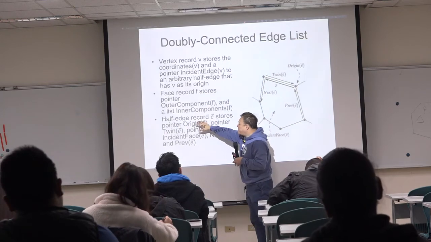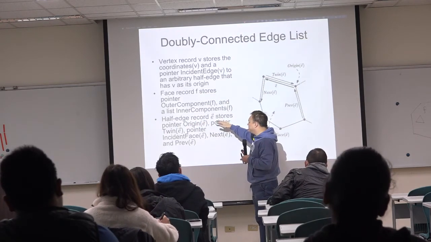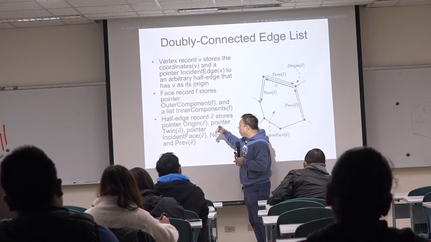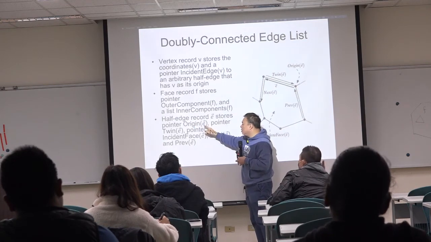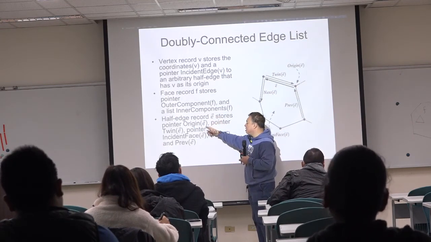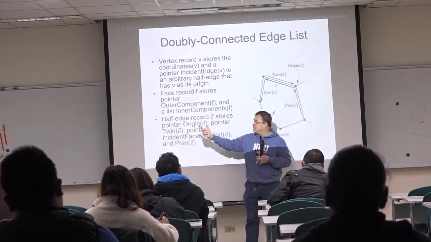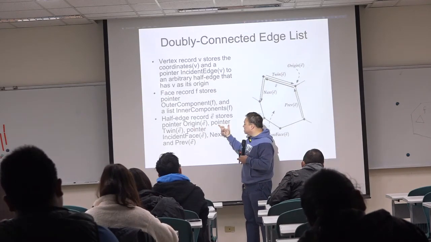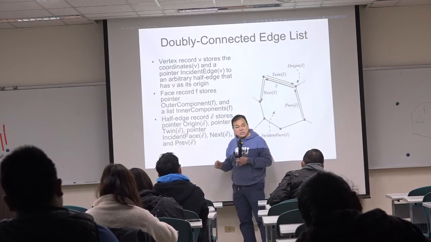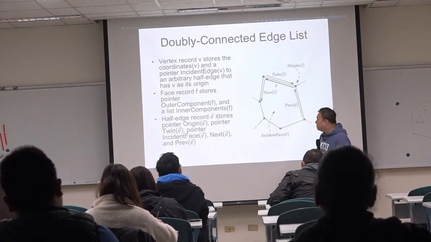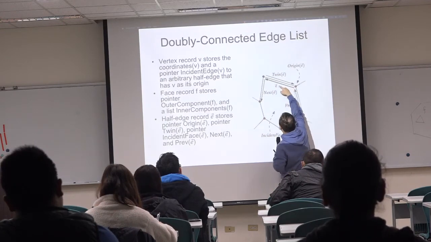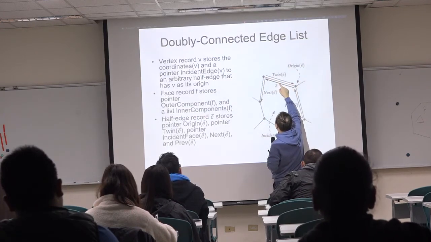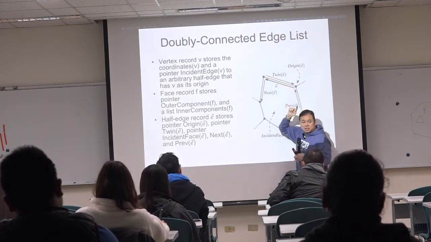As for the half edge record E, it stores a pointer that points to the origin of E. Of course, this is a vertex. It also has a pointer that points to another half edge, which we call the twin. For example, if this is E, then its twin is the opposite direction half edge. So if this is E, this is the twin of E.